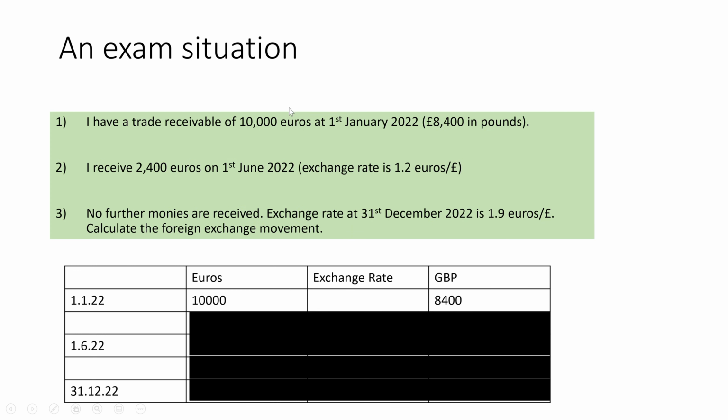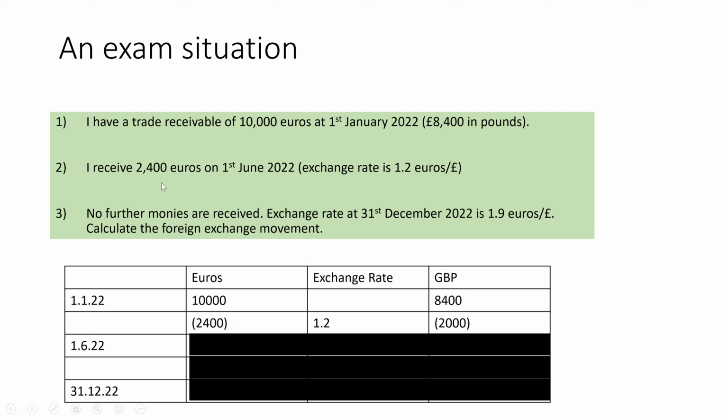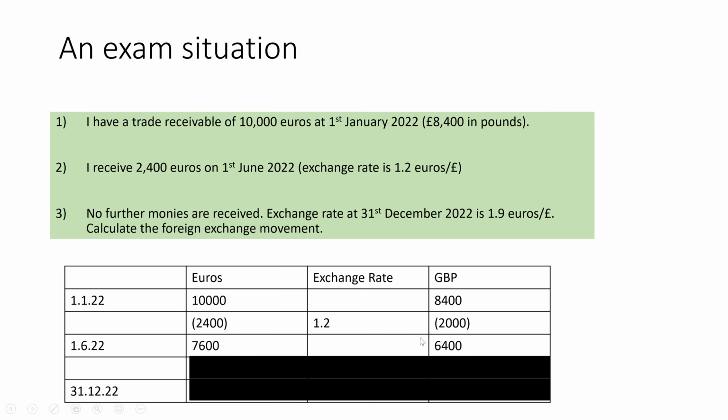First thing we do is we know 10,000 euros has the same value as 8,400 pounds. We then take away the 2,400 euros and translate it at that given date. So the 1.2 we put here, 2,400 divided by 1.2 gives us 2,000. What do we do next, do you think? Well, we do 10,000 minus 2,400, and on this side we do 8,400 minus 2,000. So it gives us 7,600, which translates to 6,400.